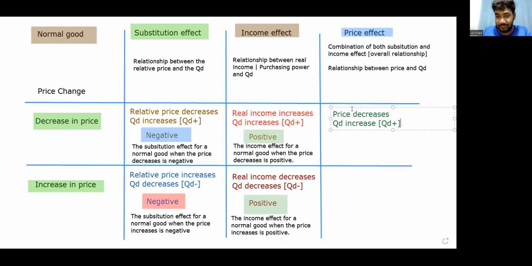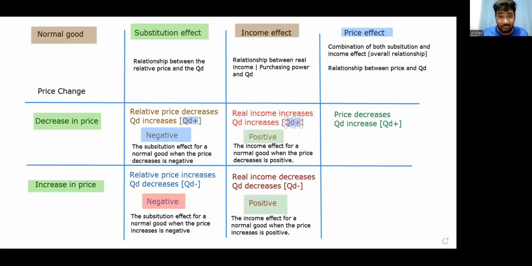So can you see it is a combination of what? QD of your good, right? So when the price decreases, the quantity amount of your good increases. See, it's a combination of these two. Here, according to substitution effect also, we said QD is increased. Income effect also, we said QD is increased, right? So overall, the price effect, which is a combination of the substitution effect and the income effect, also says that this increases.